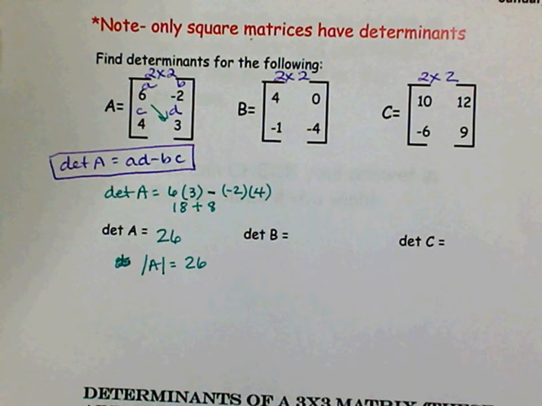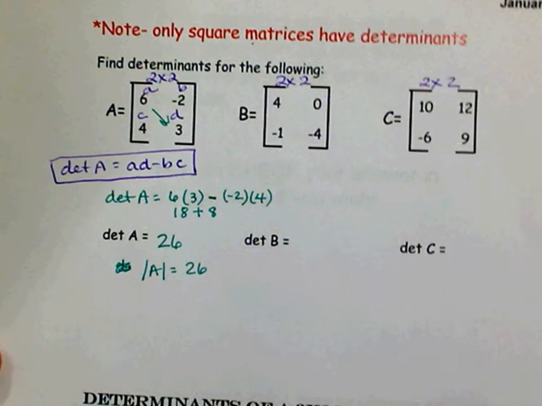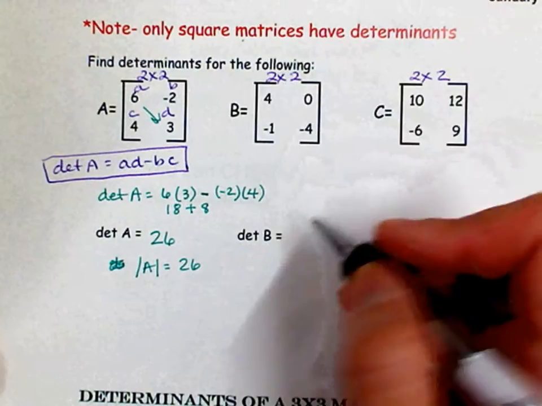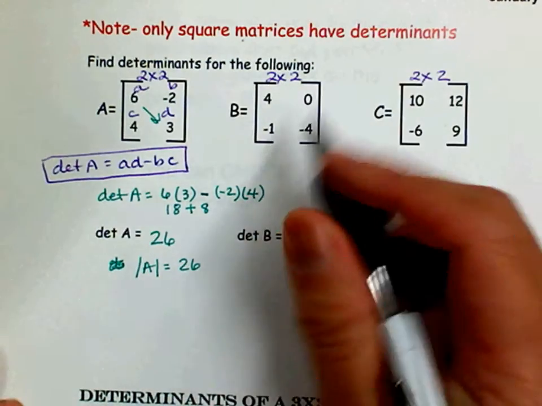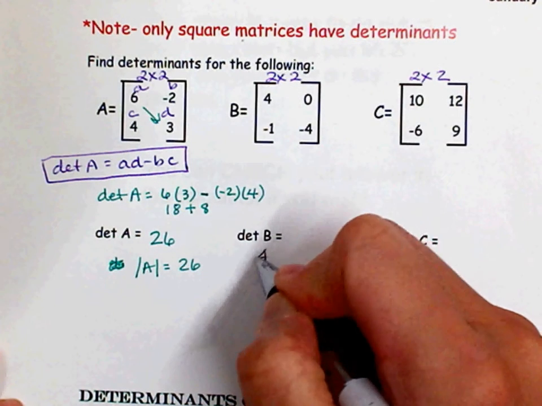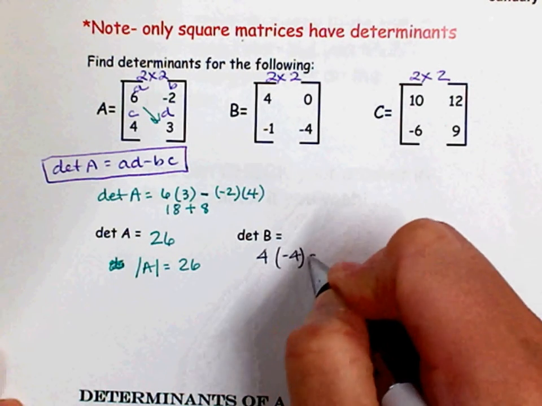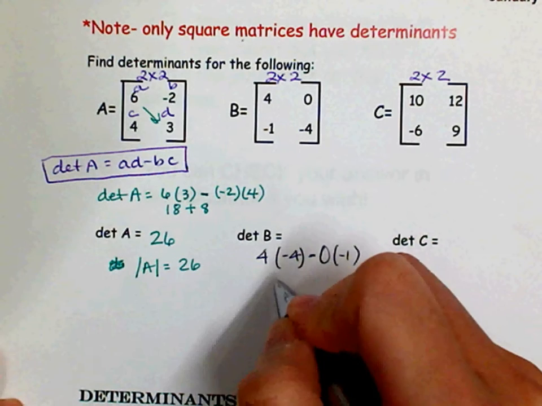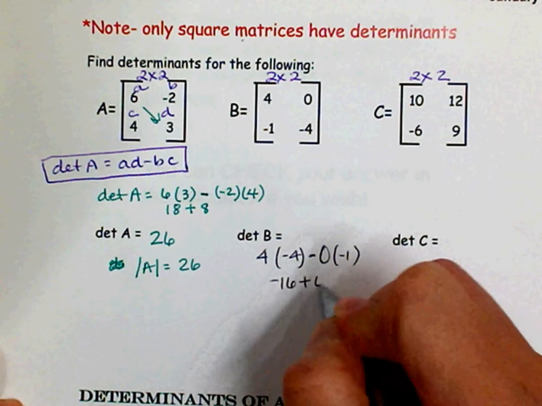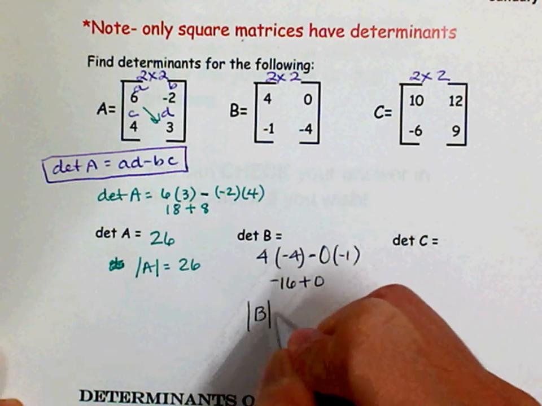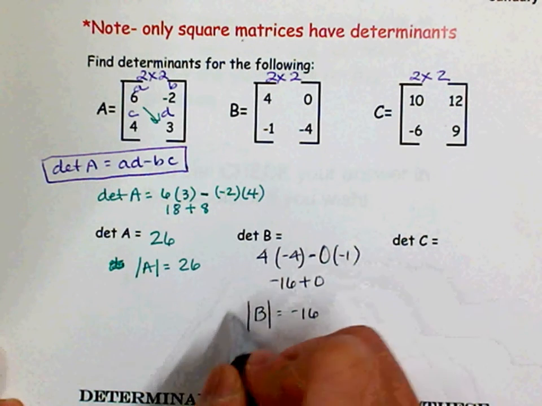You guys try B first, okay? Pause right now. Go ahead and do B and C, and then come back and check your answer. All right, B, you have 4 times negative 4 minus 0 times negative 1. So it's negative 16 plus 0, because 0 times anything is 0. So your determinant B is equal to negative 16.